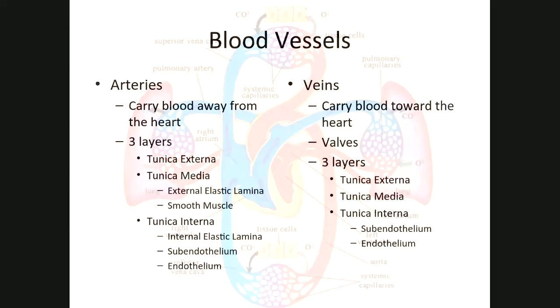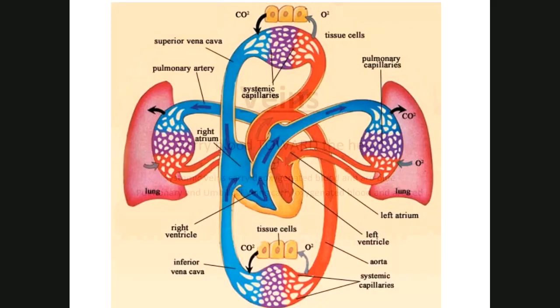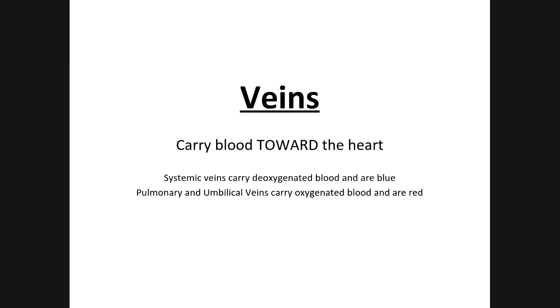Those are systemic veins. So systemic veins carry deoxygenated blood and they're blue. Remember, it's going to go toward the heart. But pulmonary and also umbilical veins are carrying oxygenated blood. So they're going to be red.